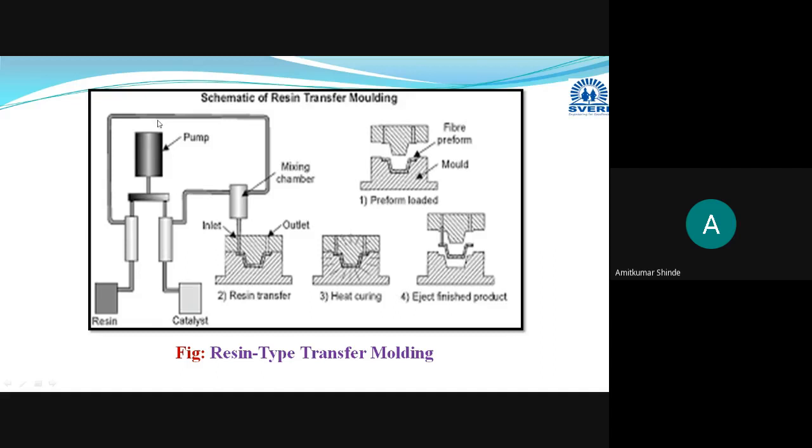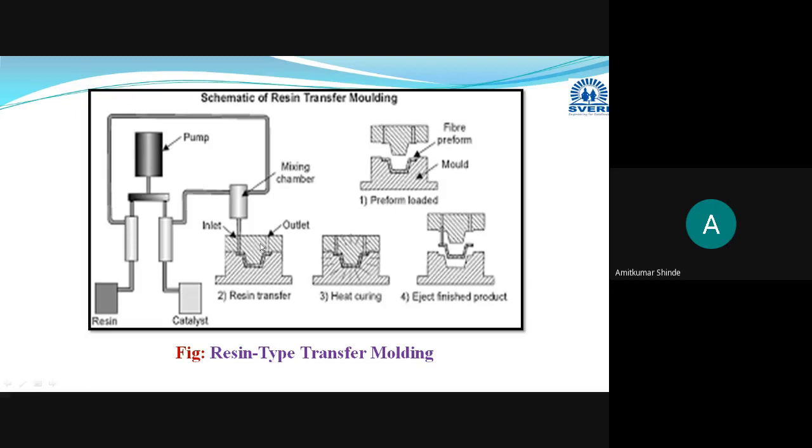And one pump mechanism is used. With the help of this pump, the resin and catalyst will automatically be transferred into this mixing chamber. In the first stage, the fiber preform is loaded in the lower half of the mold. Then in the second stage, the resin along with the catalyst is taken into the mixing chamber through the pump, and it is injected through this inlet, in or over this preform.